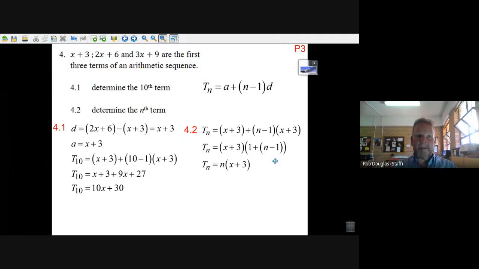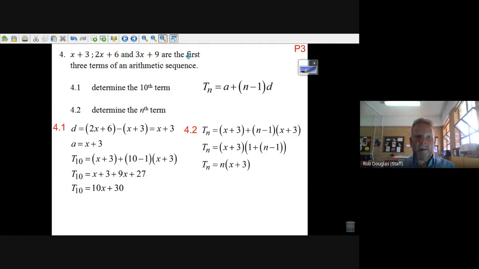Okay, we're going to look at some sequence and series questions. I think sequence and series are a bit more challenging. This is part 3 in your notes. Here's the first question. These three terms, x plus 3, 2x plus 6, and 3x plus 9, are the first three terms of an arithmetic sequence. And the question is, determine the 10th term.